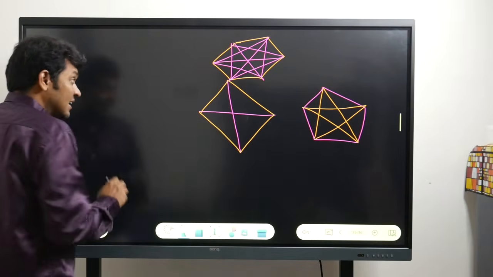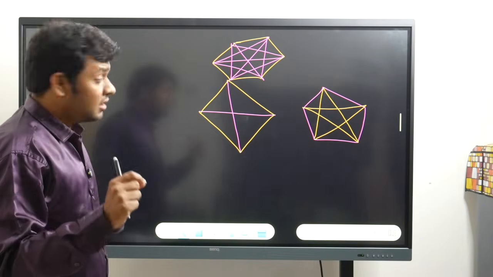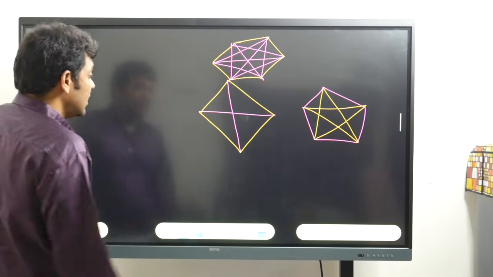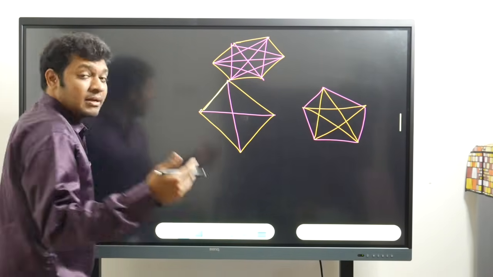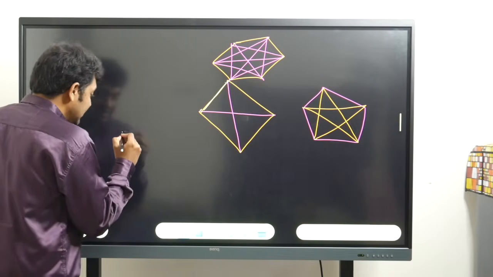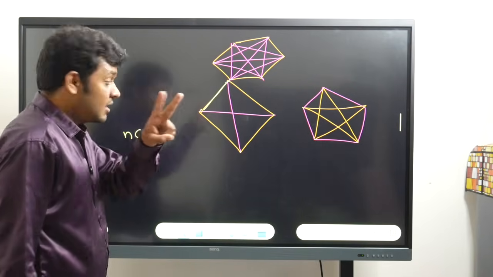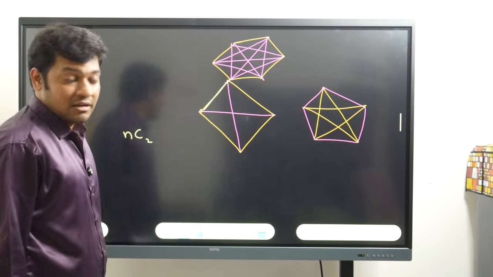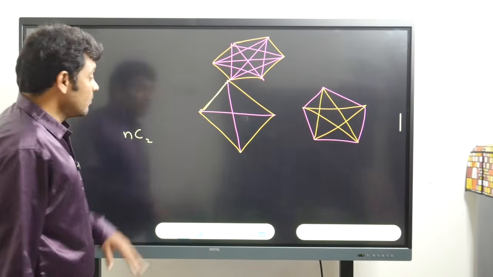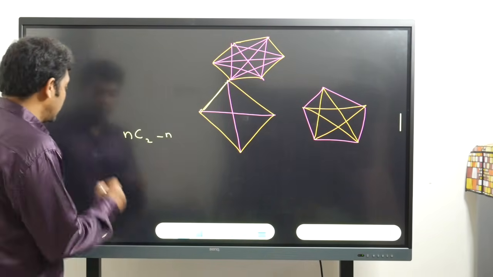So, first of all, what's a diagonal? A diagonal is nothing but a line segment joining 2 points on a polygon which are not adjacent. In simple terms, because if they are adjacent, that becomes a side. So, for me to have a diagonal, I need 2 points. In an n-sided polygon, I need to select 2 points. NC2 ways I can select 2 points. Therefore, there are NC2 line segments. From n points, I have to select 2, NC2. Now, from this NC2, I should remove the n sides. That's the number of diagonals in a polygon.